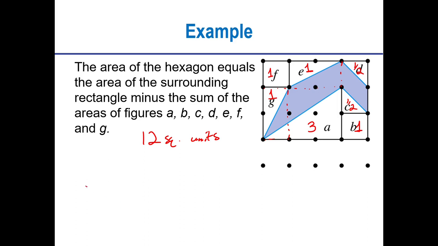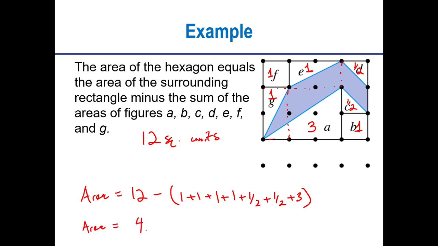So we have the area of our shaded region is equal to 12 minus 1 plus 1 plus 1 plus 1 plus 1/2 plus 1/2 plus 3. So we're just taking the area of the big rectangle and minusing the area of the parts we don't want. This will give us an area of 4 square units.